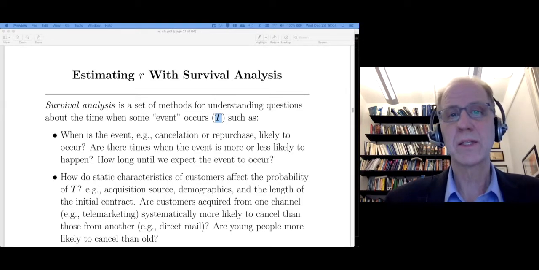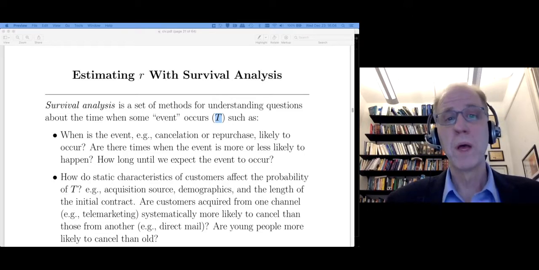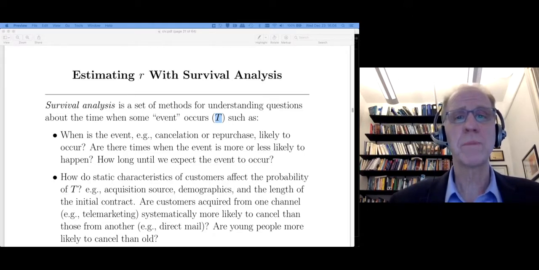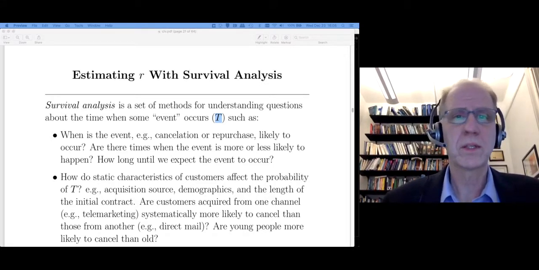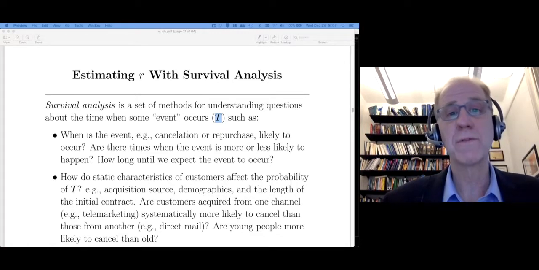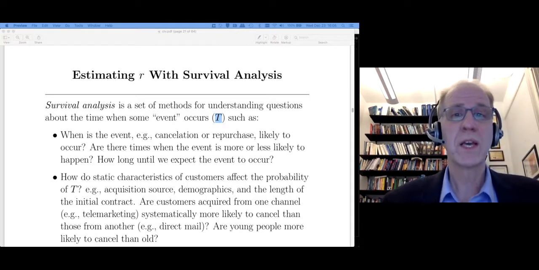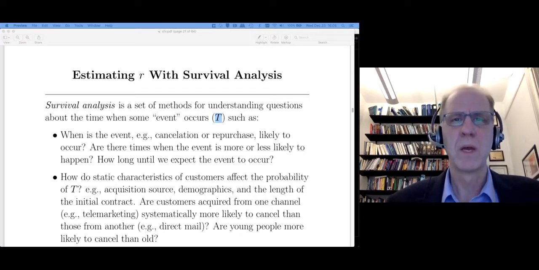One of the famous data sets is the leukemia data set, where we had a new treatment for leukemia, and we wanted to know if a patient receives this new treatment, does the patient survive longer than someone who doesn't get the treatment, that gets a placebo. Another famous biostatistics data set is the Stanford heart transplant data set, where we have a sample of people who received heart transplants, and we want to understand how different factors affect the survival time of those transplant recipients.